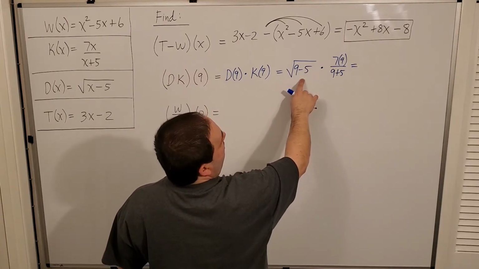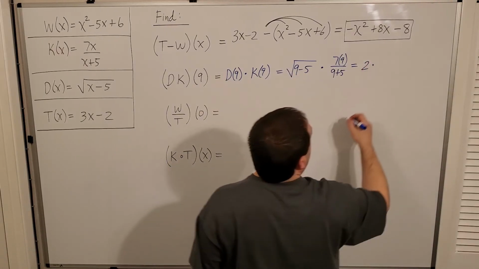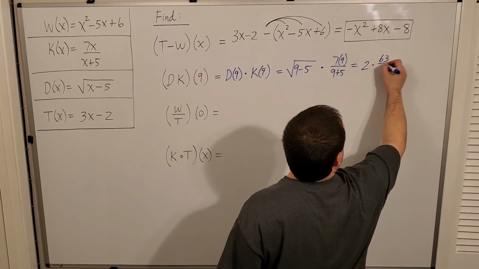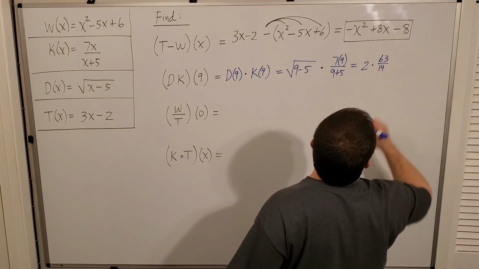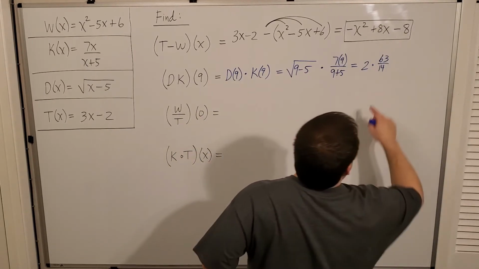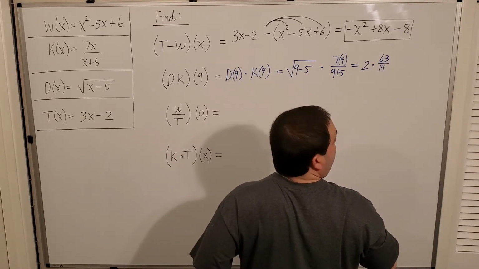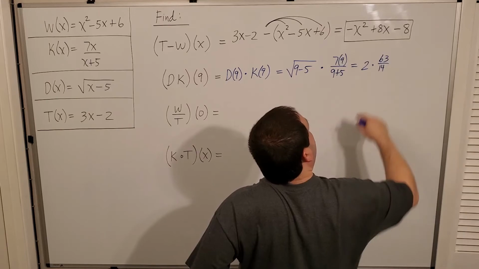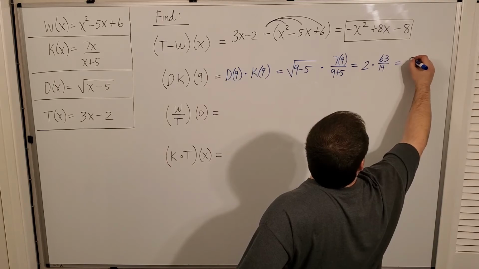Well, the square root of 9 minus 5 is the square root of 4, which is 2. And 7 times 9 is 63. 9 plus 5 is 14. Okay, well, let's see. 2 times 63 is 126, but 14 goes into 126 9 times. So this is actually equal to 9.